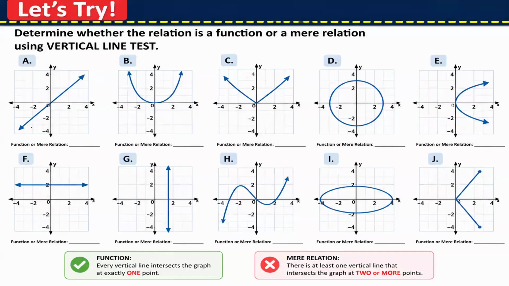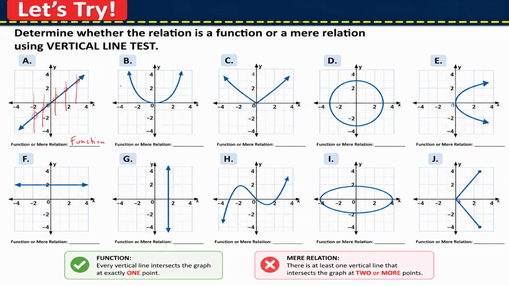So let's look at this. So for letter A, this is the graph. So you will just, again, draw vertical line. Okay, and if you will notice, all the vertical lines touch or cross the graph only once, right? So ito lang yung mga point na na-touch niya. So this one, tigi-isa lang, right? So therefore, this is a function.